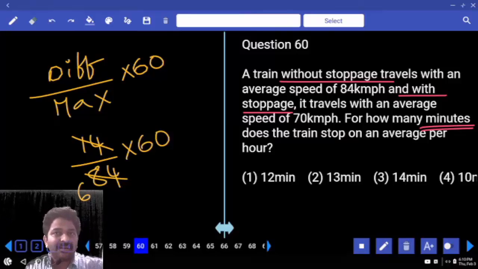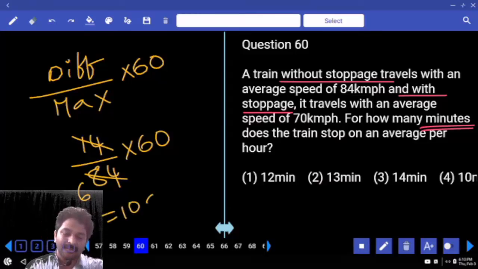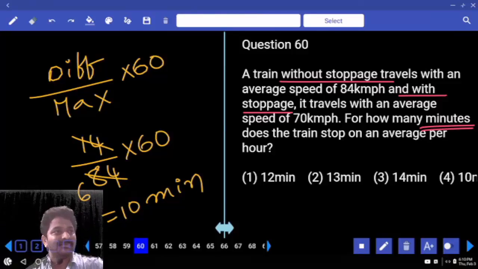When you are given average speed with stoppages and without stoppages and asked to calculate stoppage time, difference of speeds by maximum speed into 60 will give you stoppage time in minutes. What is your answer? What does this mean? For every 1 hour, it stops for 10 minutes and it will be in journey for 50 minutes.